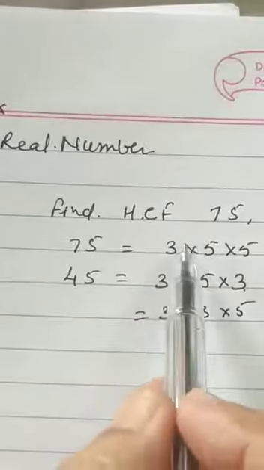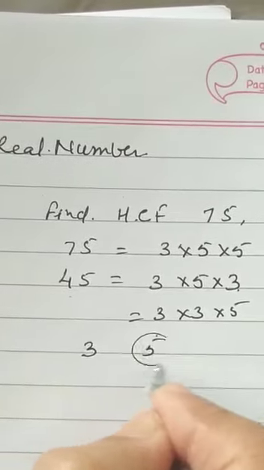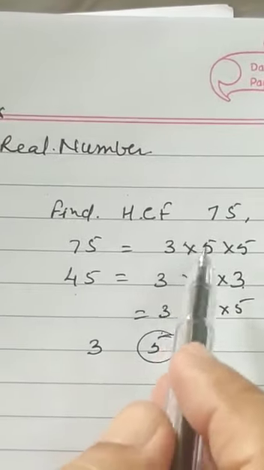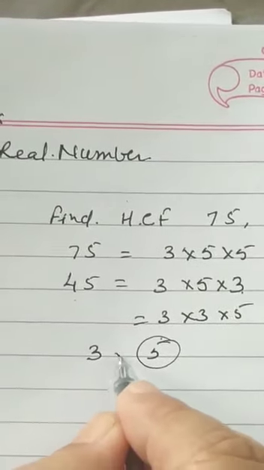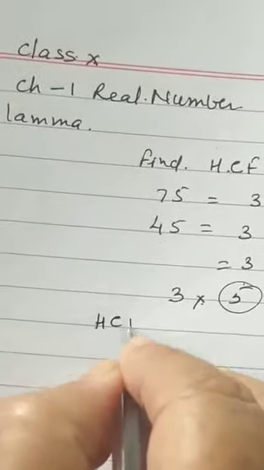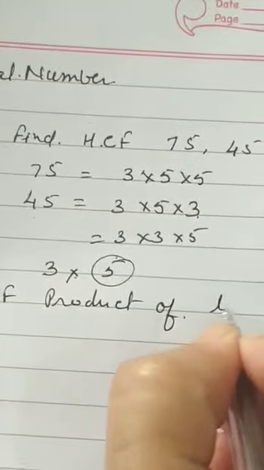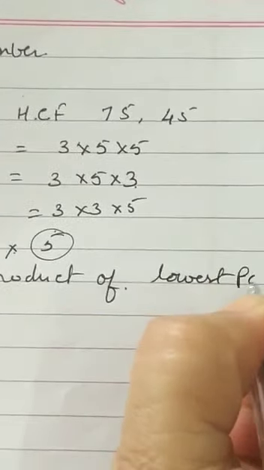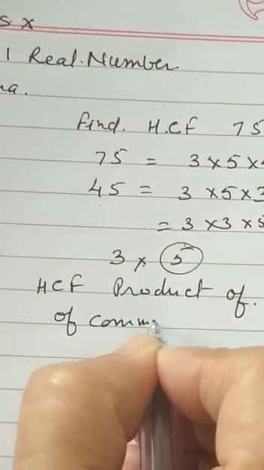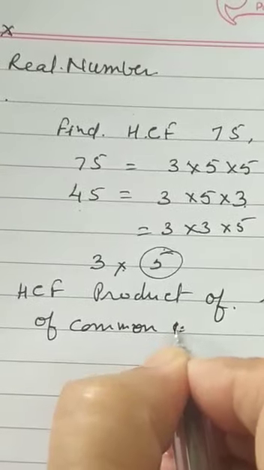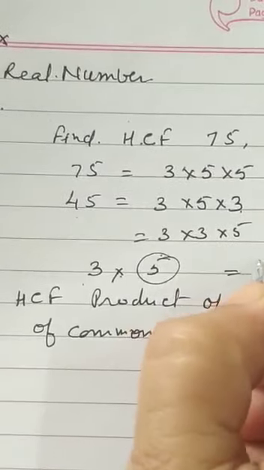In these two numbers, there are two common factors, 3 and 5. So 5 is the HCF? No. HCF is the product of the common numbers. Highest common numbers का product होता है. So HCF क्या है? Product of the lowest power of common number. So in this method, this is the 15.